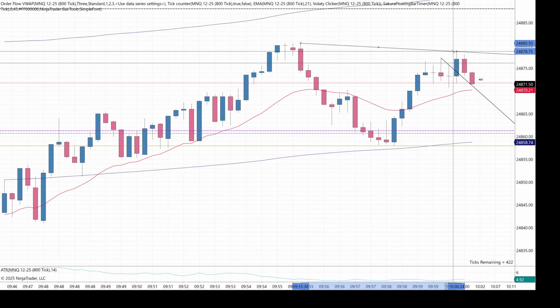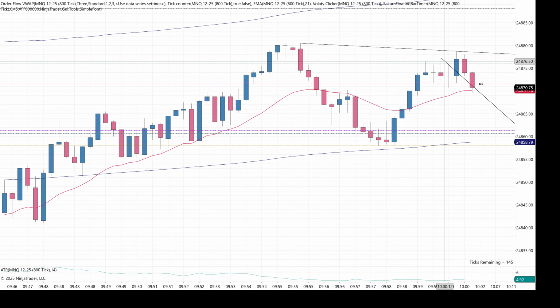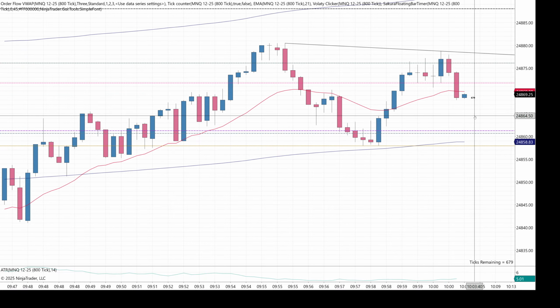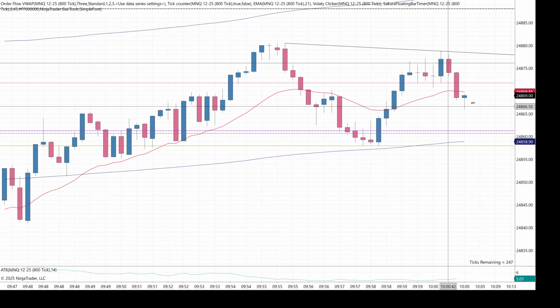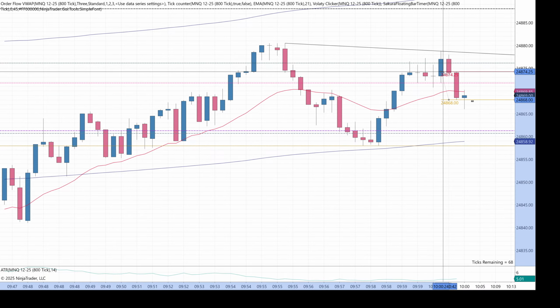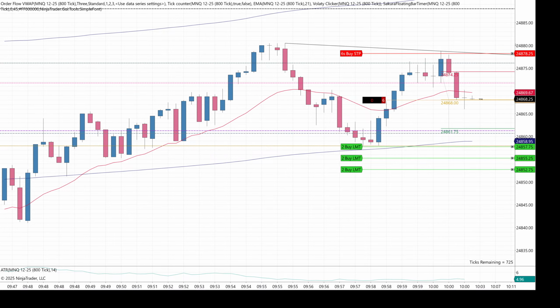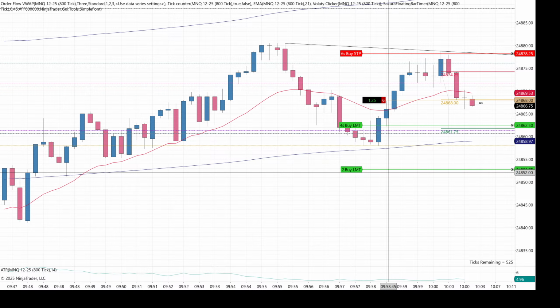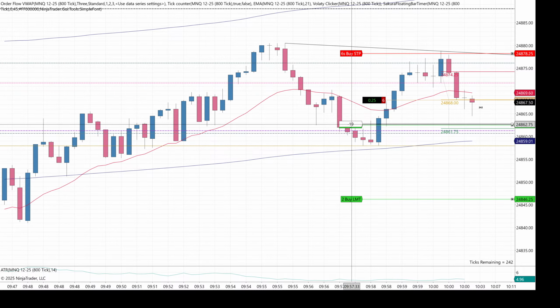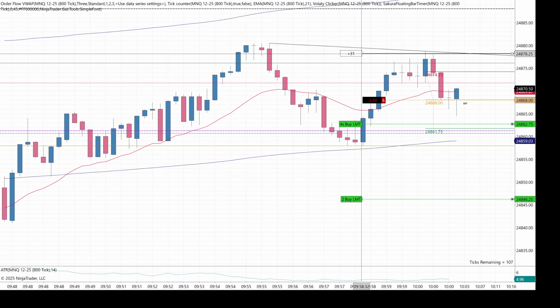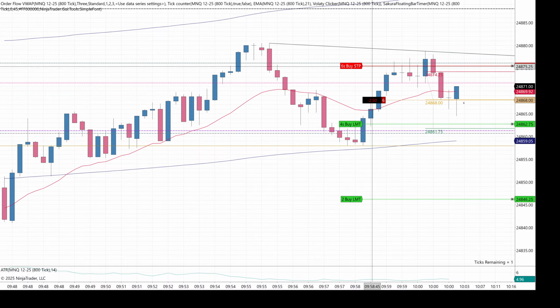Alright, we readjust this line. This is a trigger lower. I don't know if we have room for it though. We do. We do have room. We'll go ahead and take it bearish. My stop loss is right there.